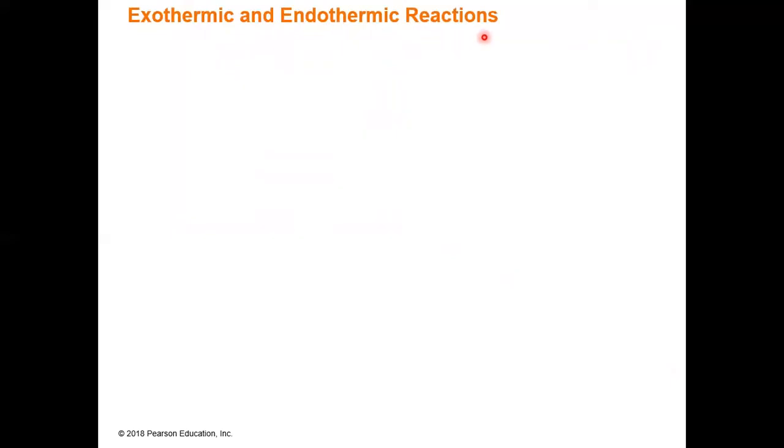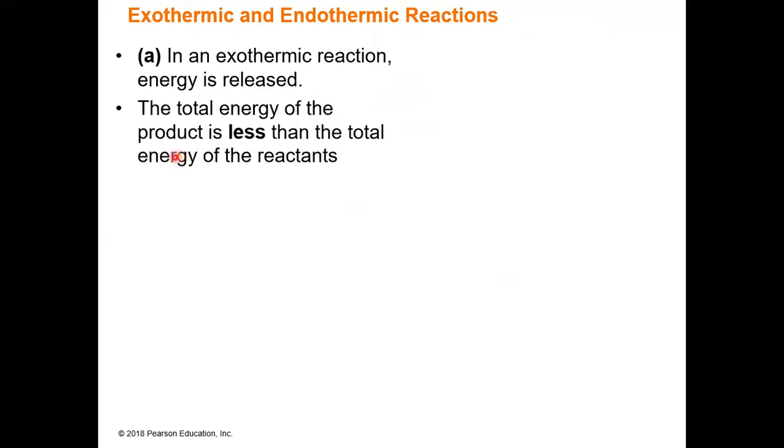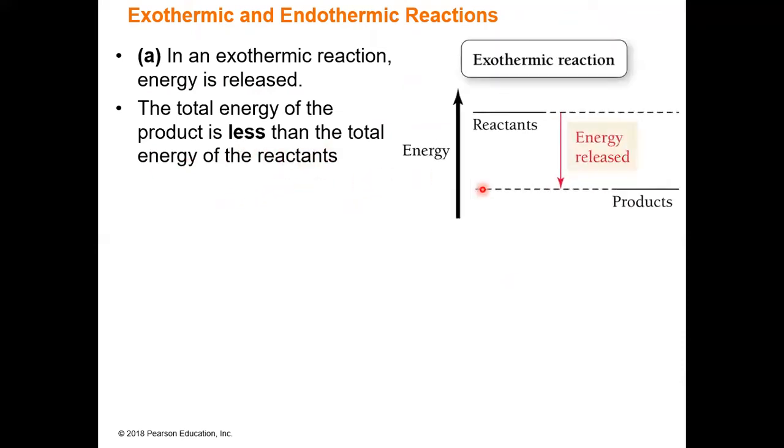Exothermic and endothermic reactions. In an exothermic reaction, energy is released. The total energy of the product is less than the total energy of the reactant. An energy diagram is a diagram like this. Going up, the energy increases. For an exothermic reaction, the reactant starts at a higher place and the product at a lower place. So going from the reactant to the product, energy is released.